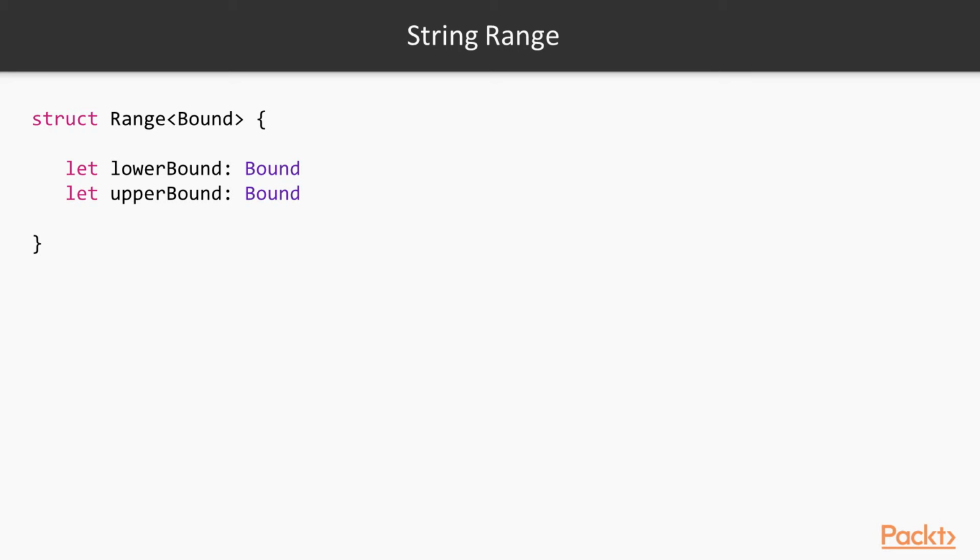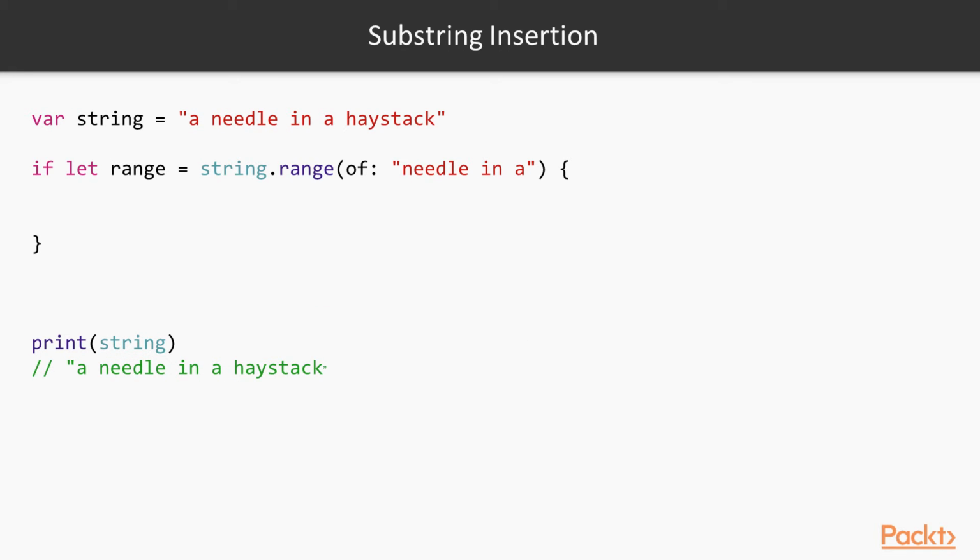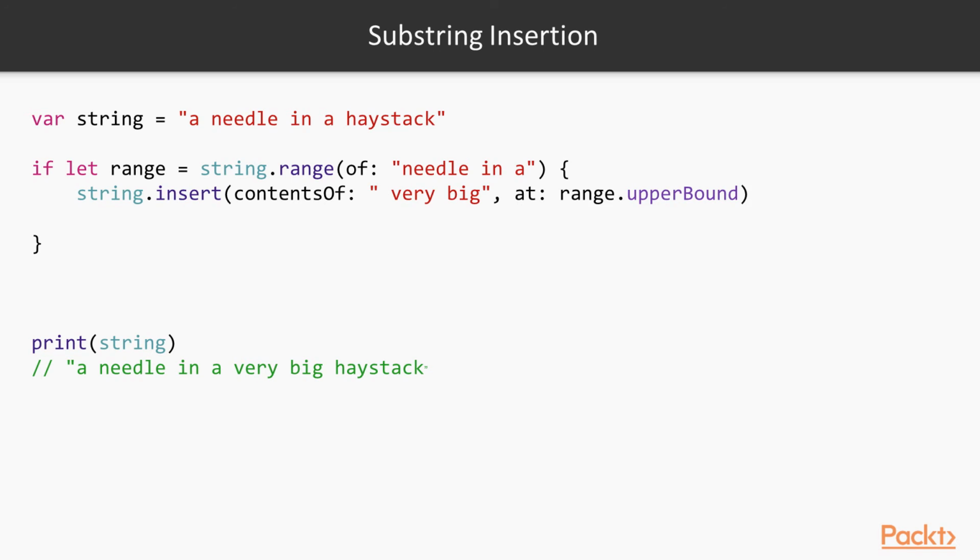So let's modify the string using the search range. We now have a working range, so let's insert into the string variable using the search range we received. Here we're going to mutate the string's value itself for simplicity. The insert method takes another string and a range index.